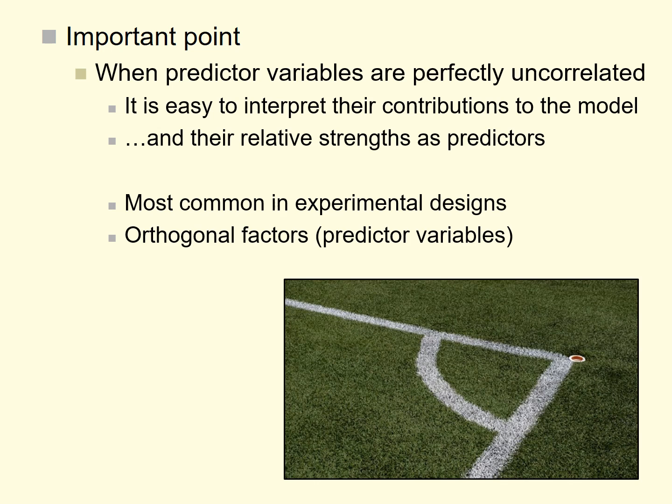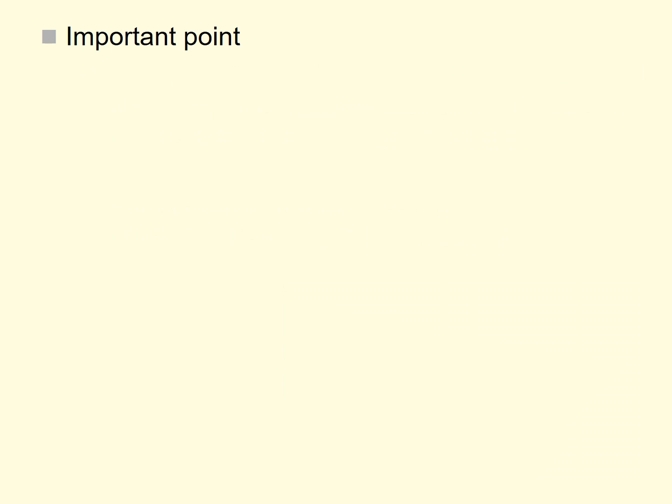When they're perfectly uncorrelated, it's easy, relatively speaking, to interpret the contributions that each variable makes to the model and think about them, talk about them in terms of their relative strength as predictors. As I've said already, this is somewhat more common in experimental designs, and we sometimes, if you read textbooks about ANOVA, or if you read research methods textbooks about experiments, they'll talk about having orthogonal factors. These are just predictor variables, factors, that are uncorrelated with each other. They exist geometrically at right angles to one another.